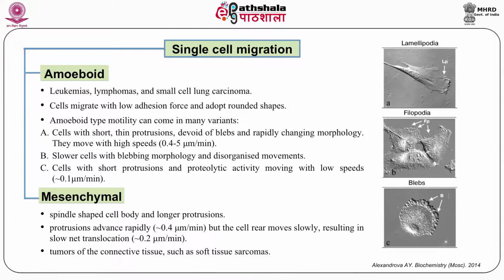In mesenchymal single cell migration, the cells have a spindle-shaped cell body and longer protrusions. The protrusions advance rapidly, but the cell rear moves slowly. This results in slow net translocation. The tumors of connective tissue, such as soft tissue sarcomas, display this type of mesenchymal single cell migration.